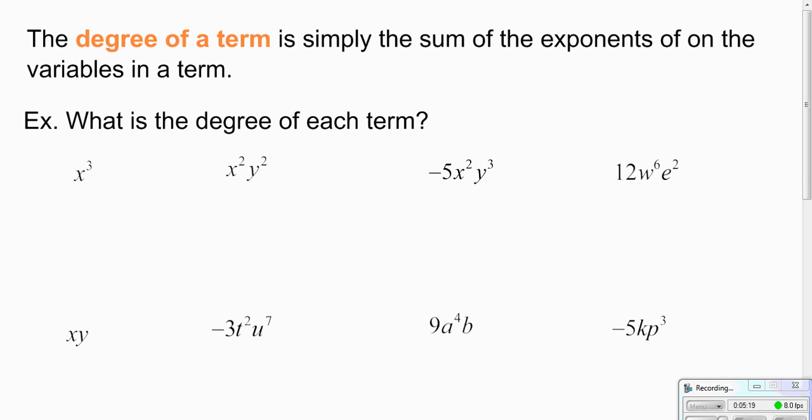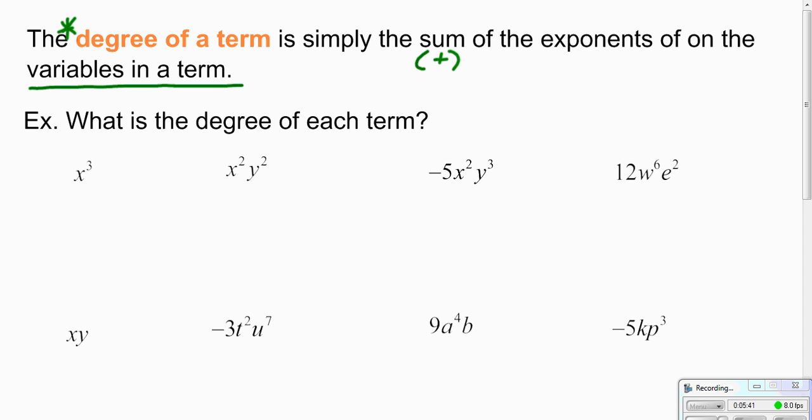Okay, another keyword. I told you there's a lot of vocab in this one. And so the degree of the term is the sum, and sum is when we add the exponents on the variables in a term. So it's only on the variables. If the constant had an exponent, we would ignore it. And we only add them within a term.